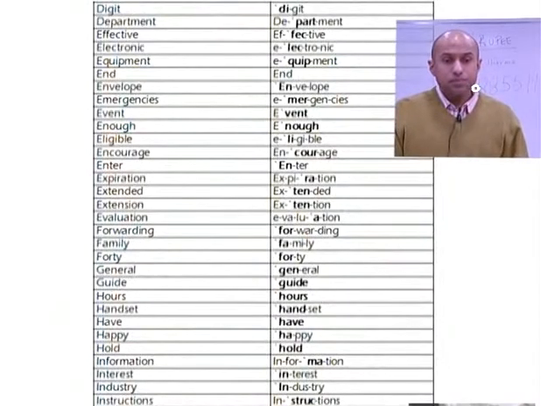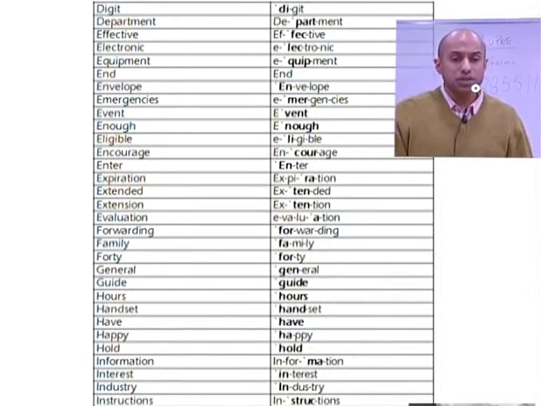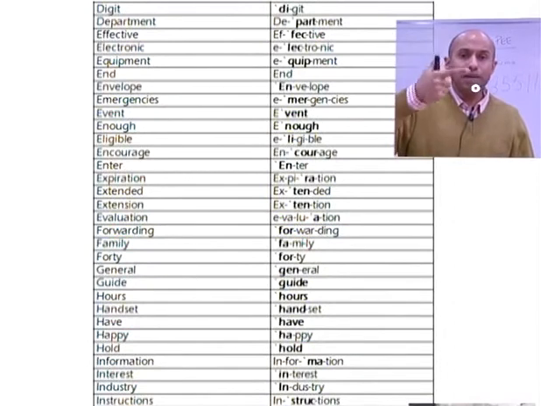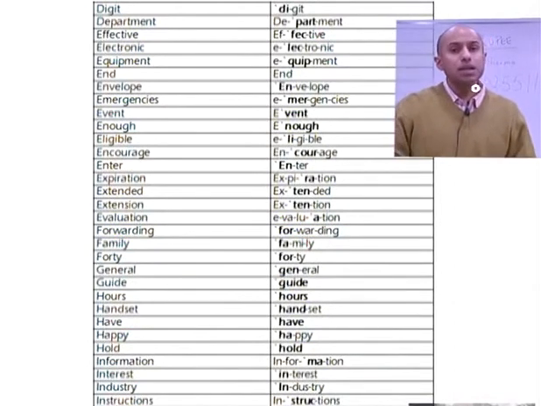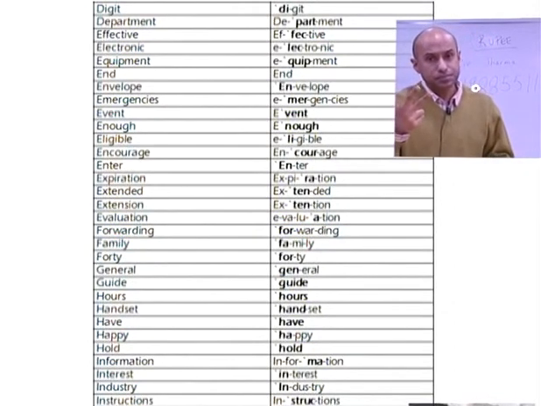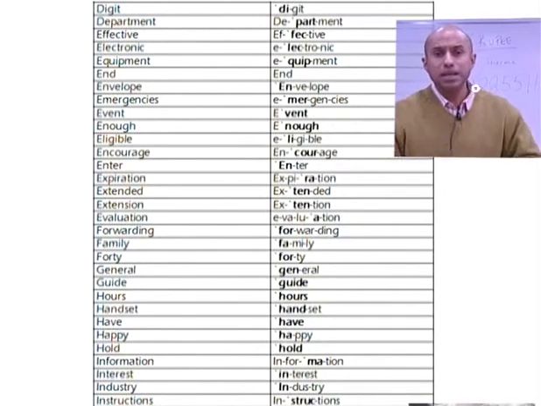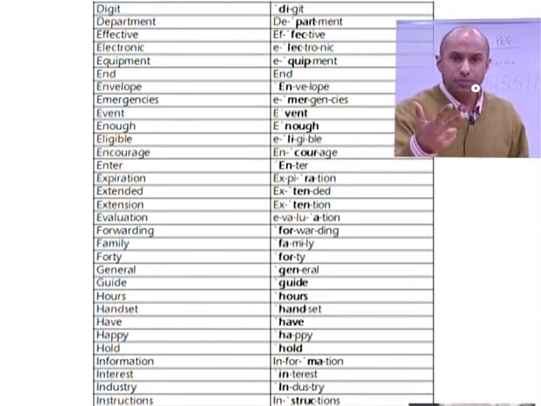Yes, digit, department, effective, effective. Yes, effective. I hope you're saying it with me. Use your hands and saying effective.